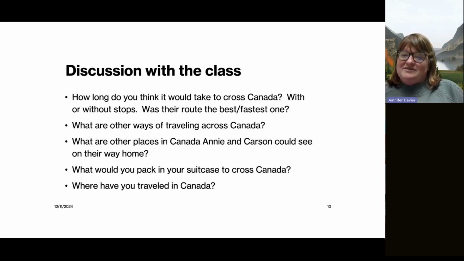What are other ways of traveling across Canada? What other transportation can you use? Which is incidentally how I found the book. I had a kindergarten class saying, we're doing transportation. What can you get me? And I found this at my public library. And I'm like, okay, this is great. And so what other ways of traveling? Trains, airplanes, motorcycle, bicycles, horseback, feet.